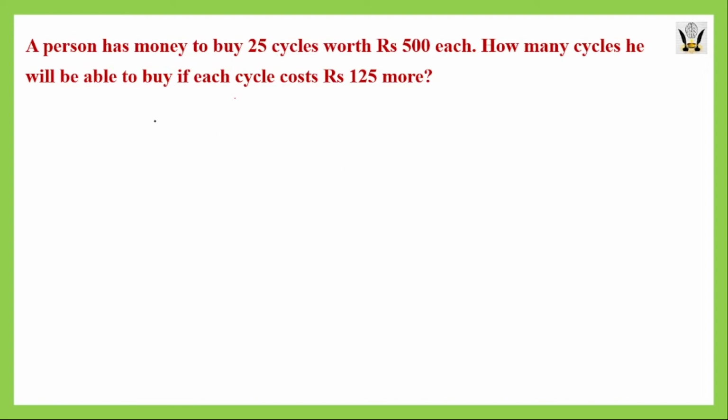So here the first quantity will be the number of cycles, and the second quantity will be the cost of each cycle, which is given in rupees. Initially the value of the first quantity was 25 cycles, the money that person had. By that money he was able to buy 25 cycles, and the cost was 500 for each cycle. Now the cost of each cycle has been increased by rupees 125. So now the new price of each cycle is 625, and we don't know how many cycles he will manage to buy by the same amount of money.